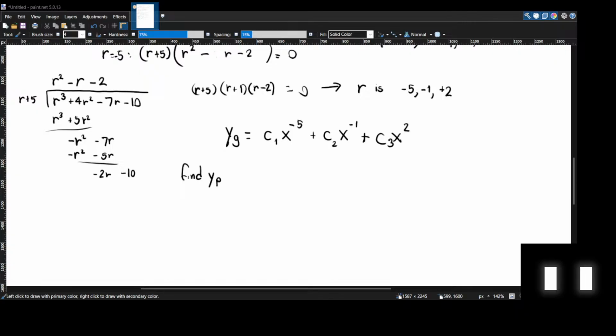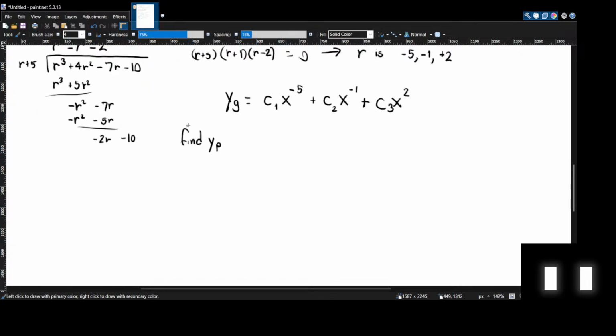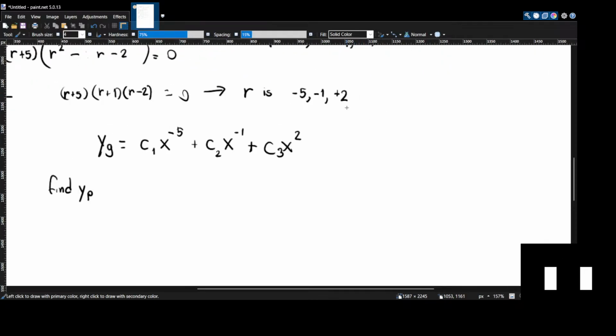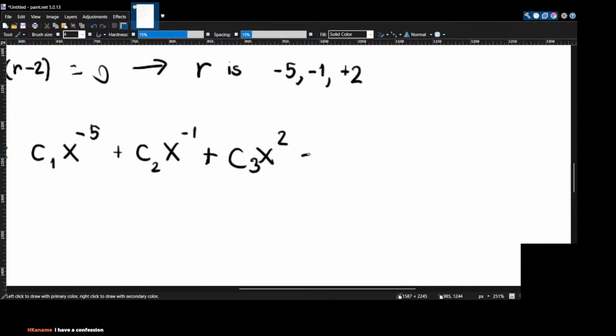So basically, what we have to do is we have to find YP here by finding the Wronskian of these guys. So first of all, I'm going to denote them. I'm going to denote this as Y1, Y2, and Y3. I'm going to denote it like this.